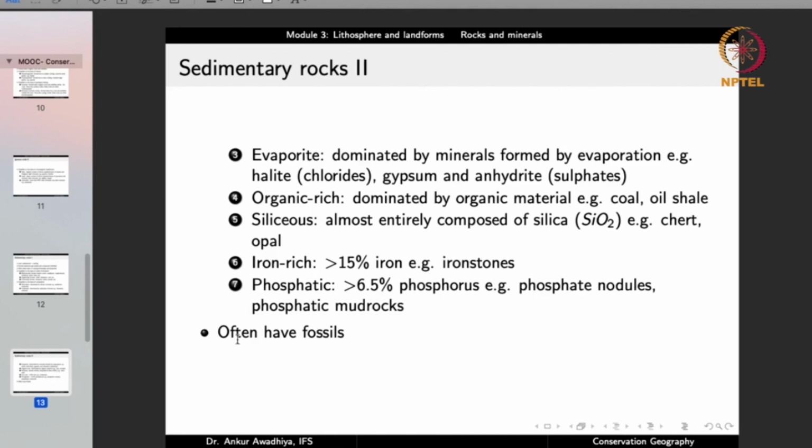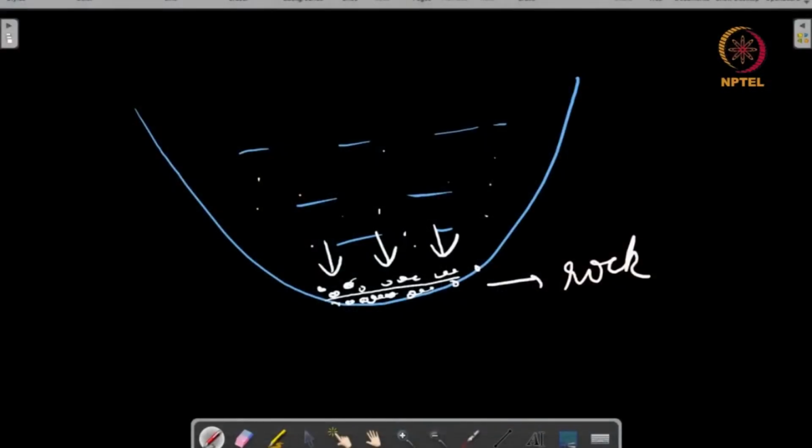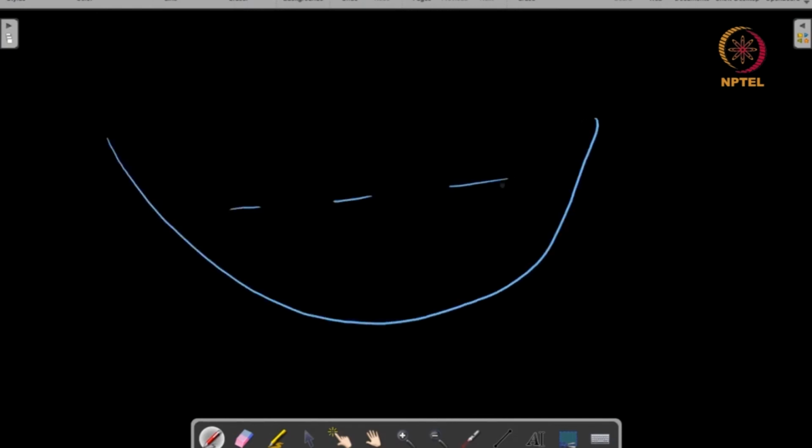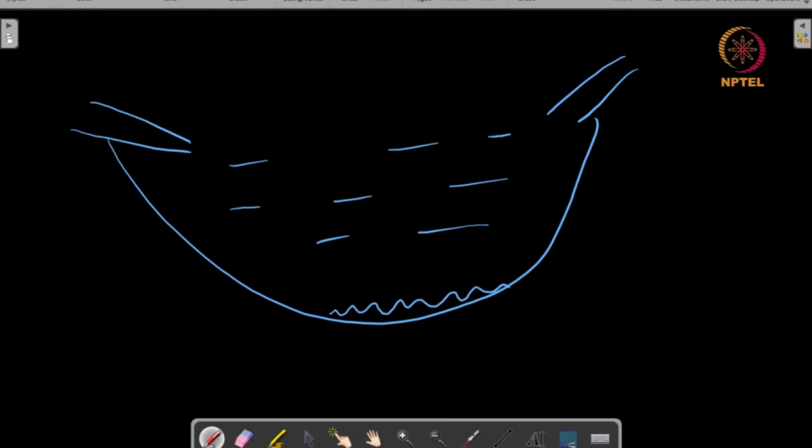Now an important characteristic of sedimentary rocks is that they often also have fossils. Now why do they have fossils? Because in the process that they are formed, so you have a lake and you have streams that are bringing in sediments, and these sediments are getting deposited in the form of different layers.